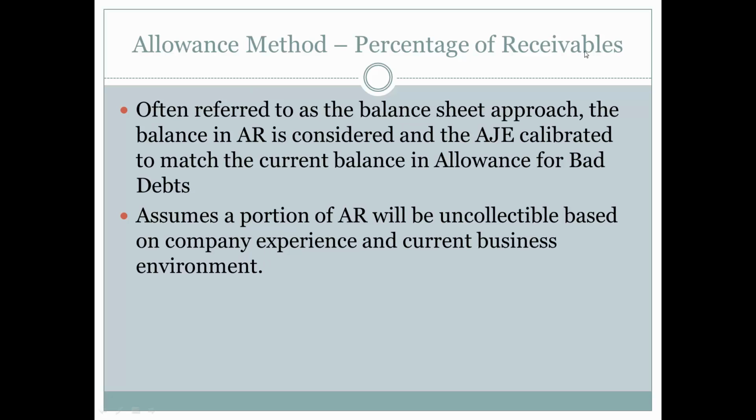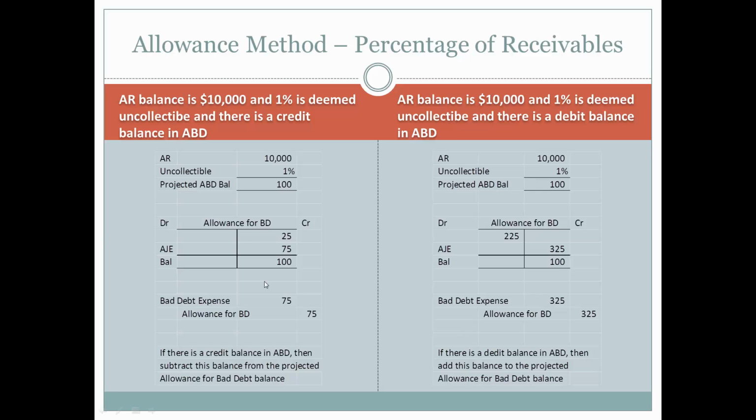The percentage of receivables method. This is the second calculation, often referred to as the balance sheet approach. The balance in accounts receivable is considered, and the adjusting journal entry is calibrated to match the current balance in the allowance for bad debts. I will explain what that means in just a moment when we go to the next slide. It assumes a portion of the accounts receivable will be uncollectible based on the company's experience and current business environment.